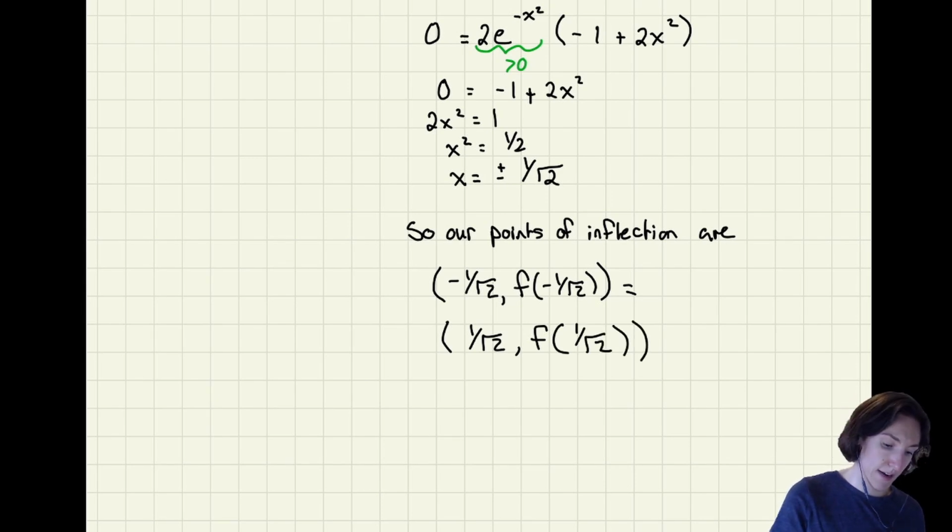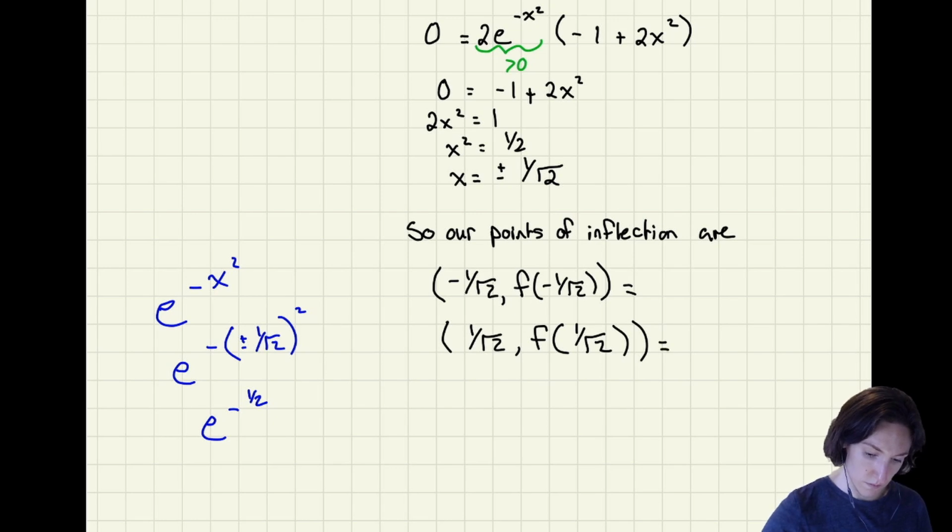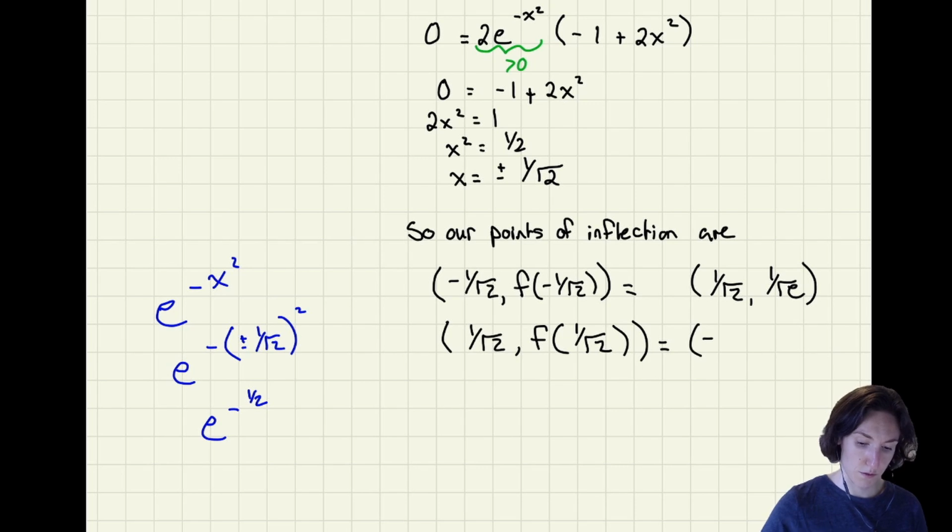Now, what was my f again? My f was e to the negative x squared. So I'm going to be getting e to the negative. It actually doesn't matter if I'm plus or minus because of the squared. Okay, so I'm going to get e to the negative 1/2. Let's write it like 1 over root e. You don't have to if you don't want to. Oops, sorry, that's positive, negative, this one's positive.